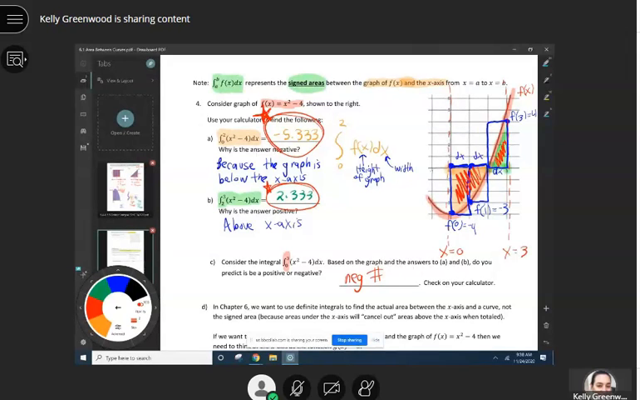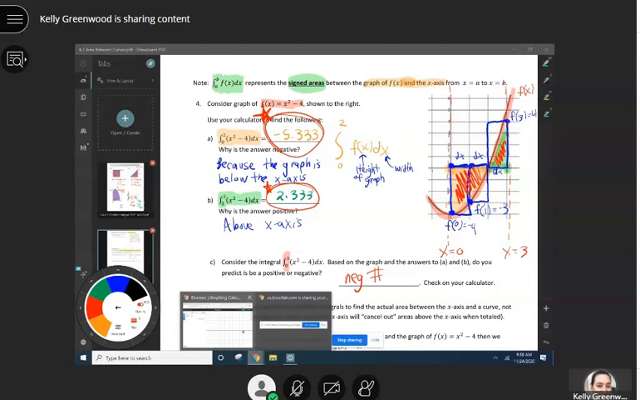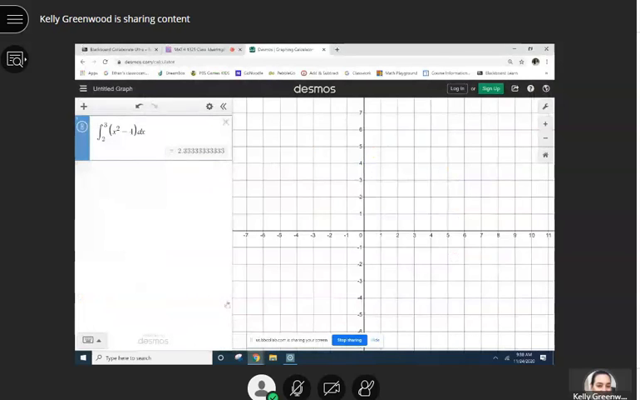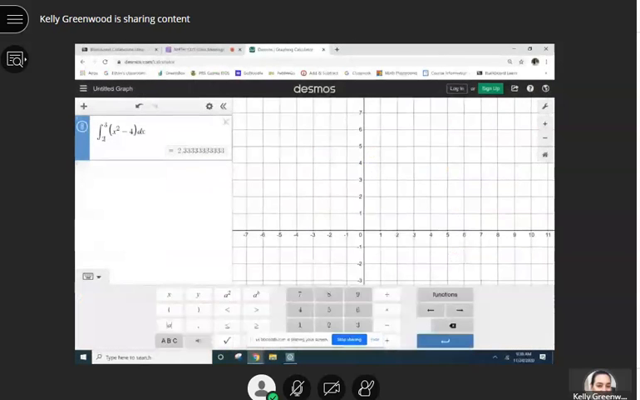So we can just check that on our calculator. Let's plug it in from 0 to 3 and confirm we're going to end up with a negative number there. So 0 to 3. Yeah, I ended up with negative 3.